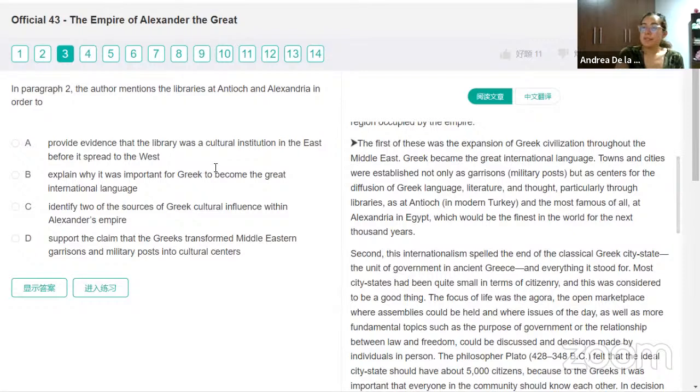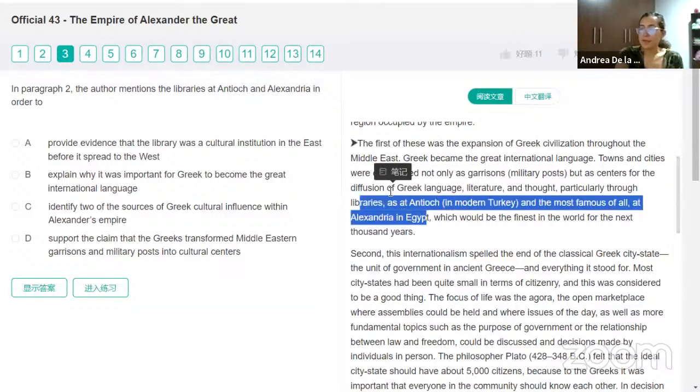Bien. Entonces, siempre esta es un purpose question. Pregunta sobre el propósito de algo, ¿no? ¿Por qué menciona el autor estas dos bibliotecas? Why does the author mention these two libraries? Or the author mentions these libraries in order to. Entonces, siempre que tengas ese tipo de preguntas, primero identificar el elemento del que te preguntan. Preguntan sobre estas libraries at Antioch y en Alexandria. Entonces está acá, ¿no? Y luego hay que saber que todos los elementos de un párrafo ayudan a la idea principal del párrafo.